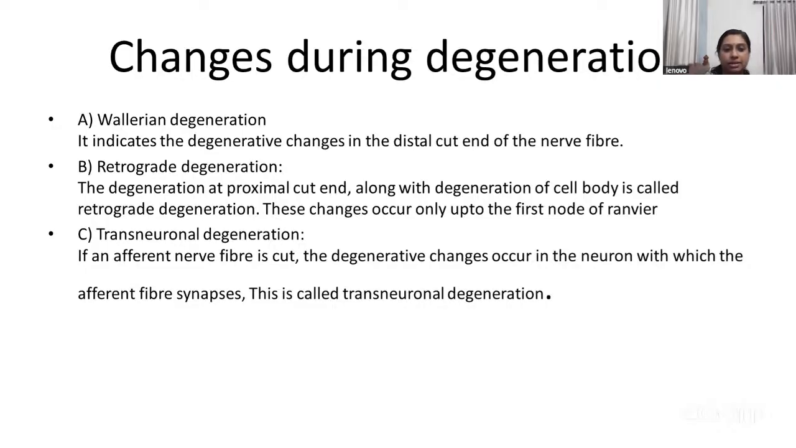Next is the transneuronal degeneration. Here, if an afferent nerve fiber is cut, the neuron with which the afferent fiber synapses is also undergoing some amount of degenerative changes. That is what we call trans, that is, trans across the neurons. This degeneration is occurring, so it is called transneuronal degeneration.